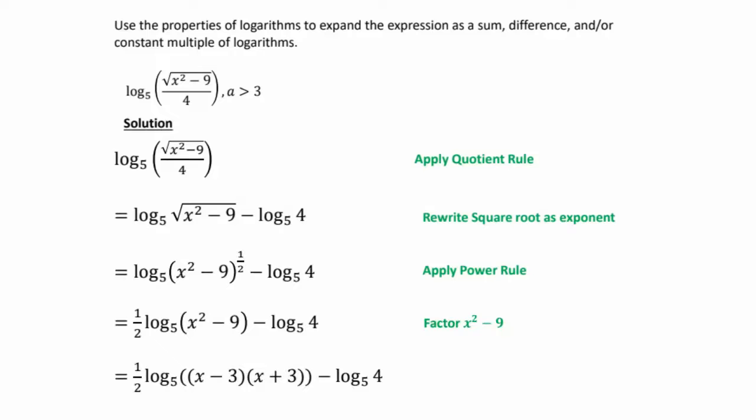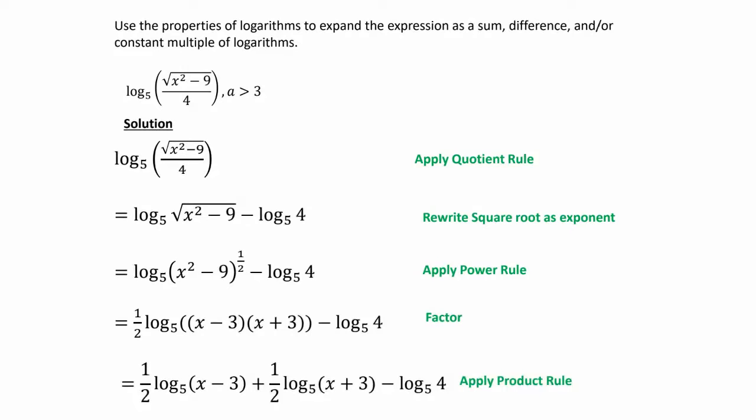And by doing this, this becomes a log where I can use my property, which is the product rule. The product rule says that when I have a log of the same base and inside the log I have items that are being multiplied, they can expand by addition. So I have 1/2 log of base 5 of x minus 3 plus 1/2 log of base 5 of x plus 3 minus log of base 5 of 4. So expansion means taking an expression of one single log and converting it to multiple logs. In this particular one, I was able to get 3 logs out of 1. Okay. All right. Let's move forward.